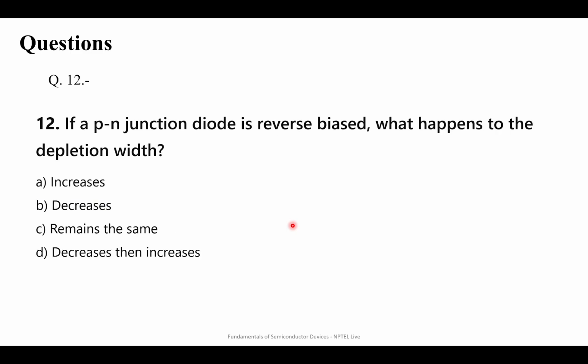If a PN junction is reverse biased, what happens to the depletion width? So earlier we saw what happened when it was forward bias. Now we talk about when it is reverse bias. Increases, decreases, remains the same, decreases, then increases.